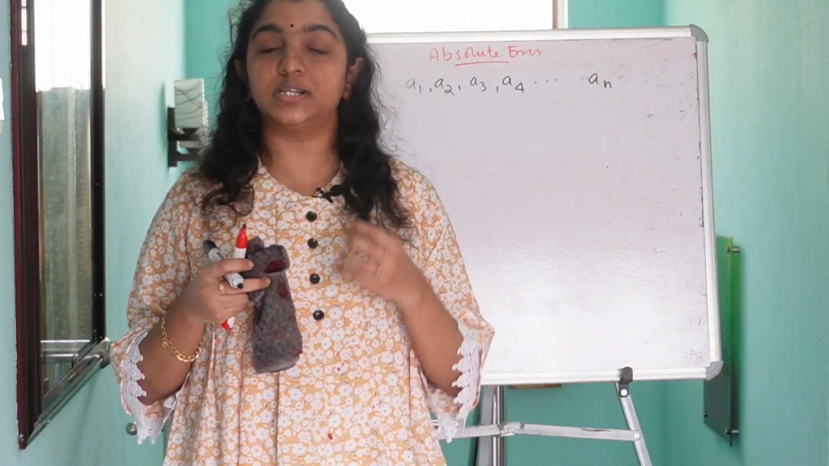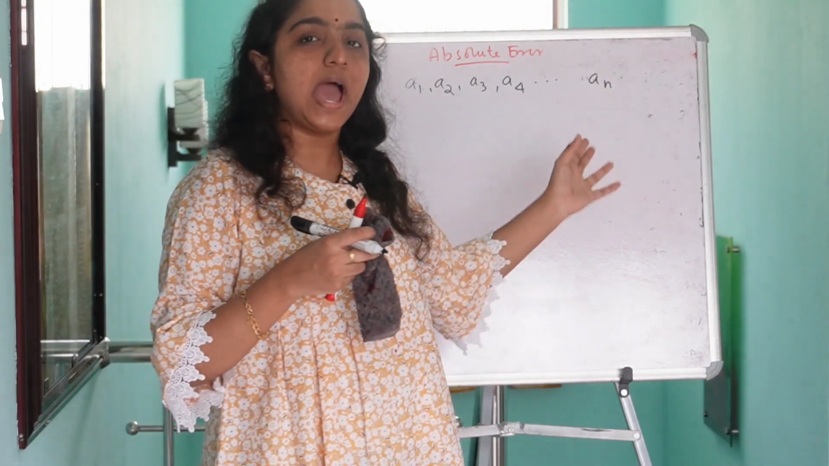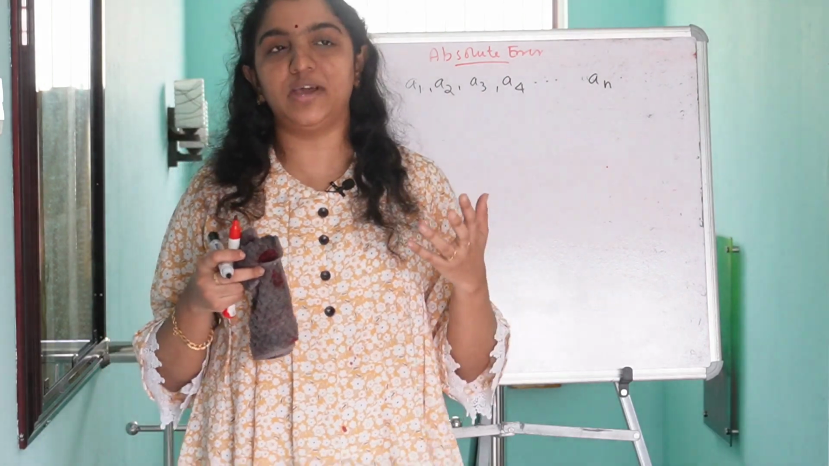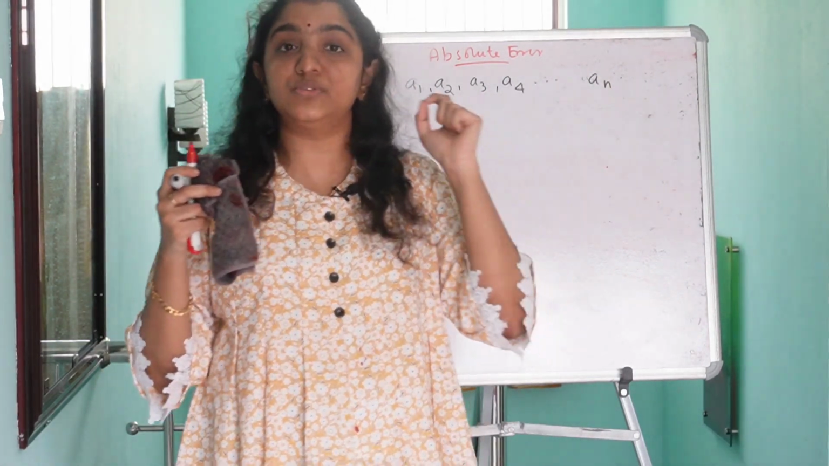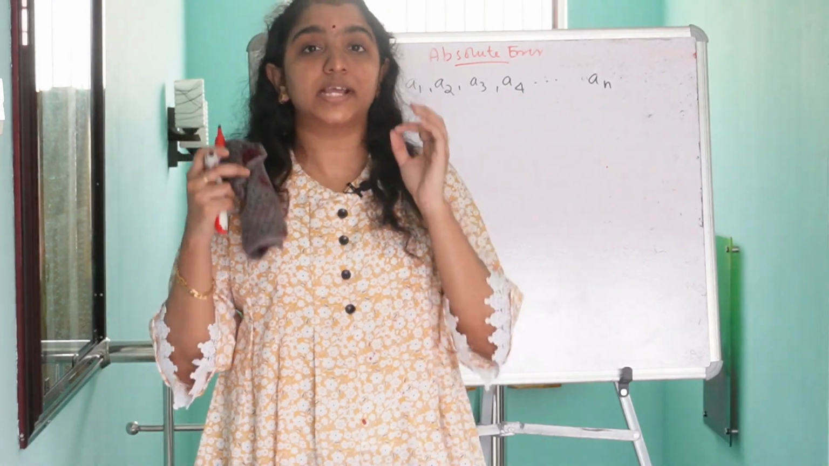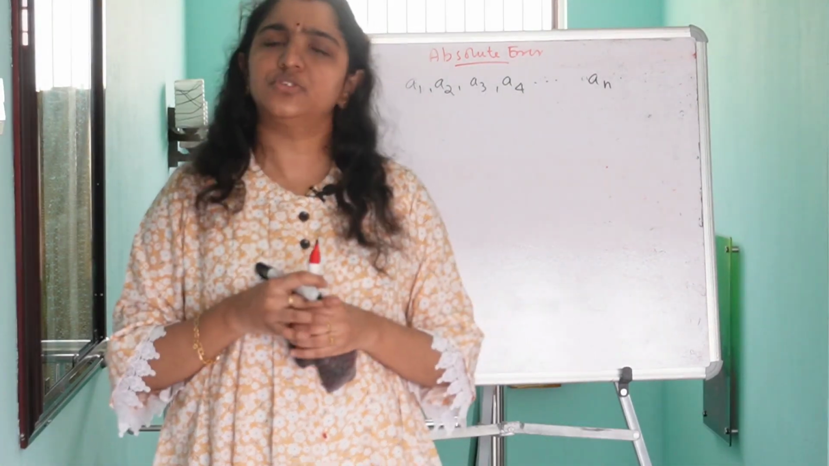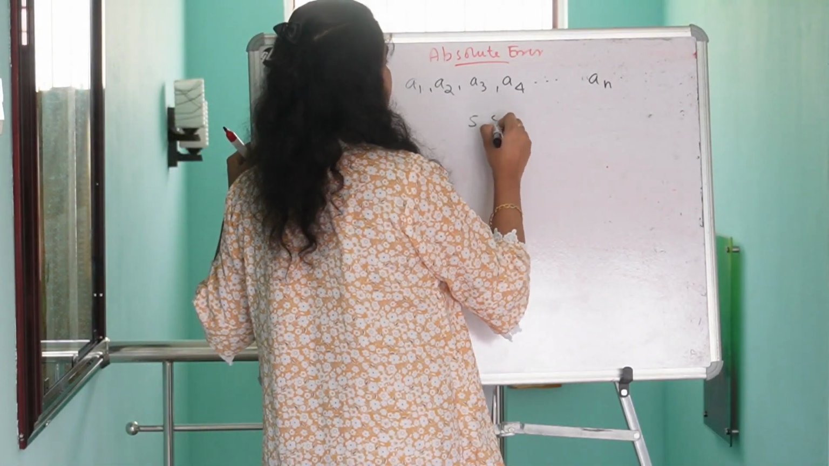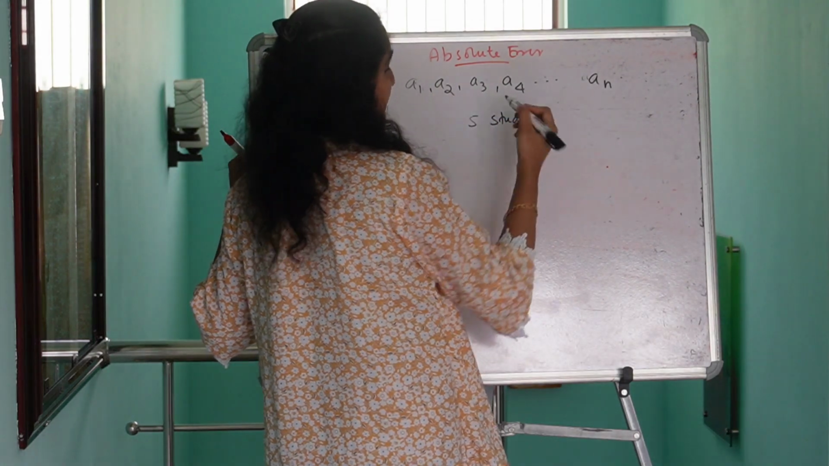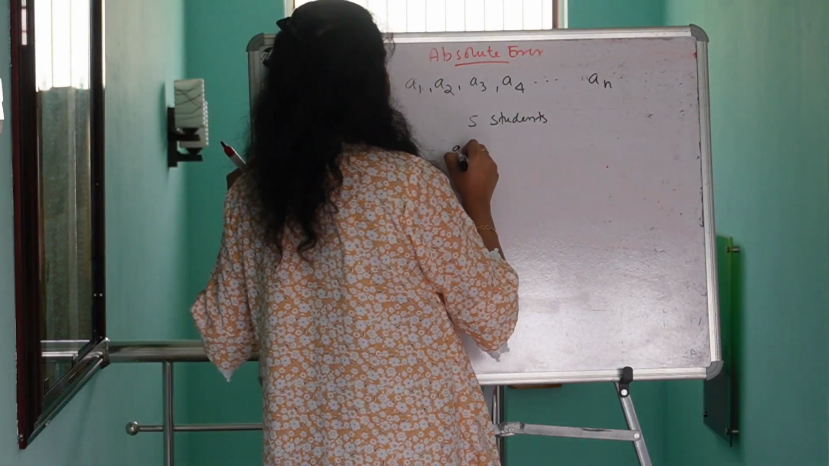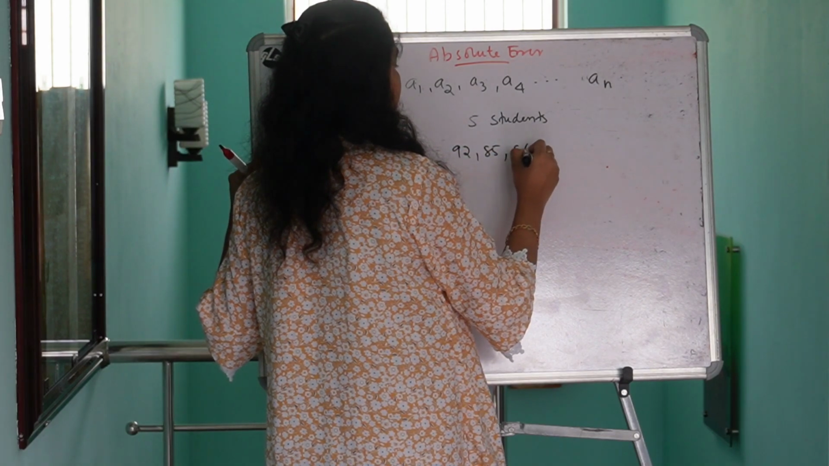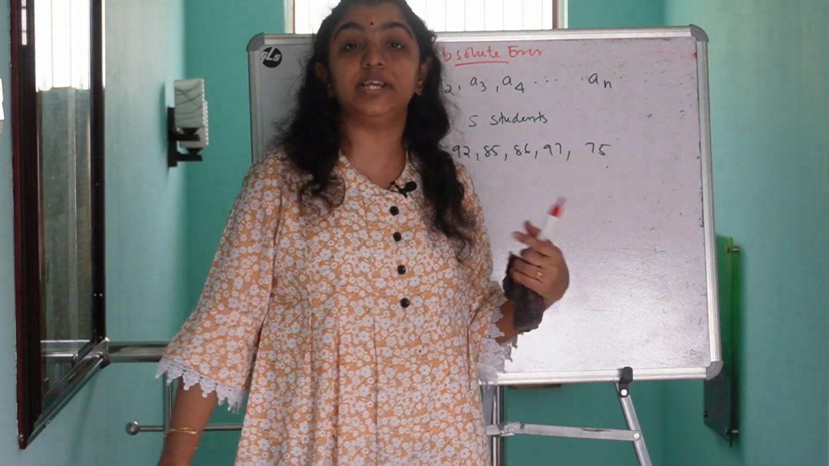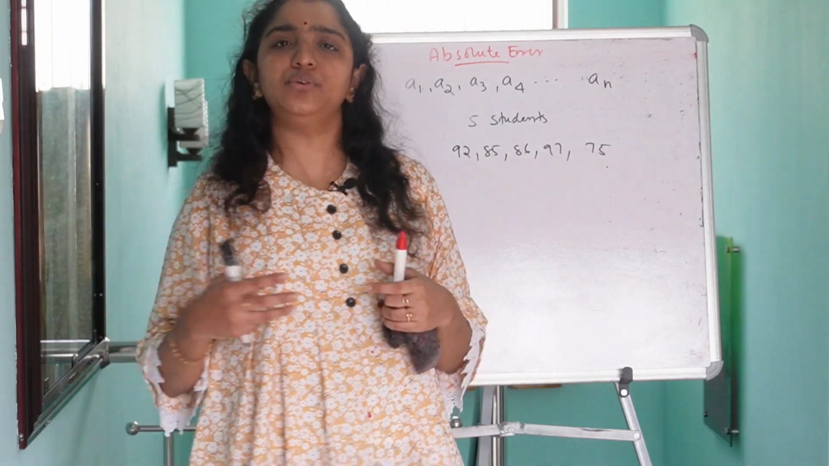In real time situations, we find the average of all the measured values, and this average of all the measured values is considered as the actual value of a physical quantity. So how do we find the average of different values? Simple math. Suppose there are 5 students in a class, and for physics they got marks as 92, 85, 86, 97, 75. You are asked to find the average marks of the students in physics. So how do you find the average mark?